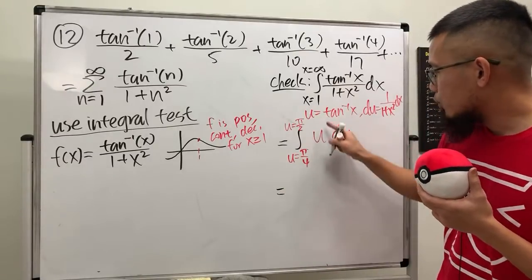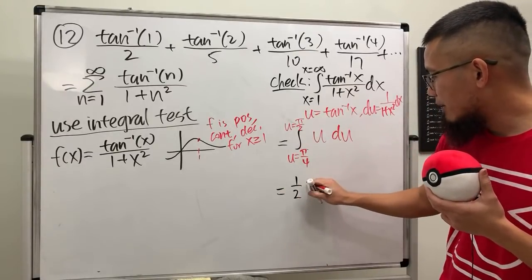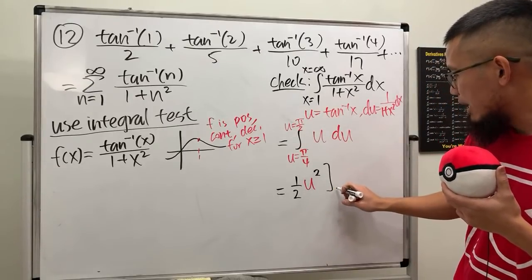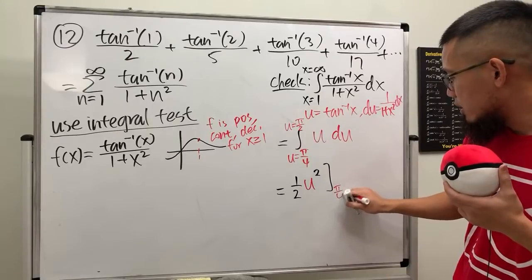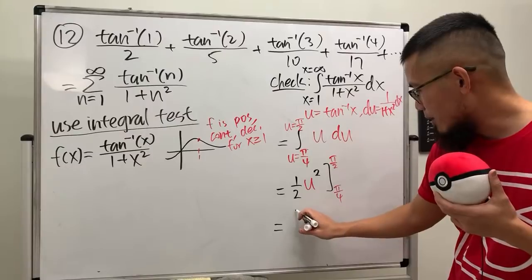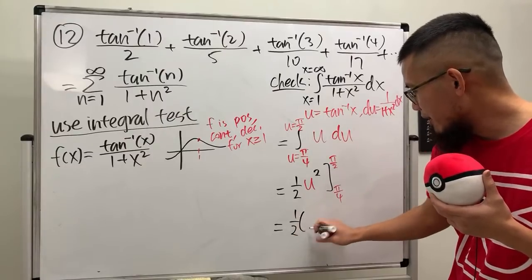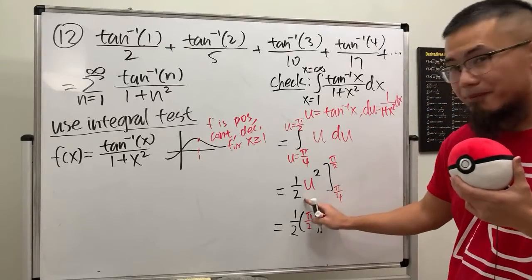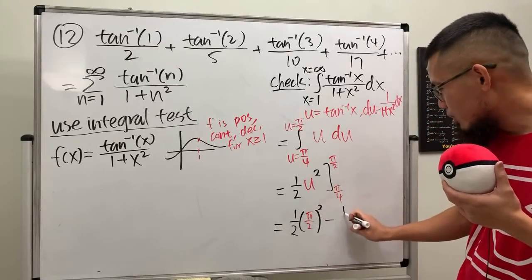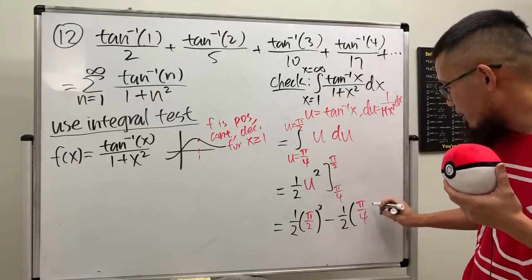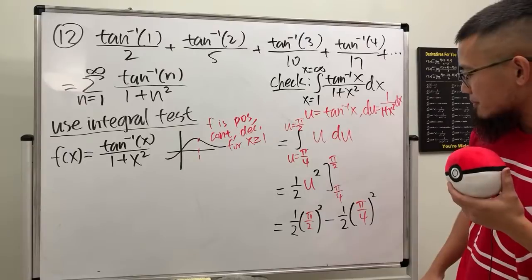This becomes 1/2. We have u, and we square that. And then we are going to plug in. We have to plug in pi over 4, and then pi over 2. And you end up with some crazy number. This is 1/2, and then pi over 2 squared, right? And then next, minus 1/2, and we get pi over 4 and square that.